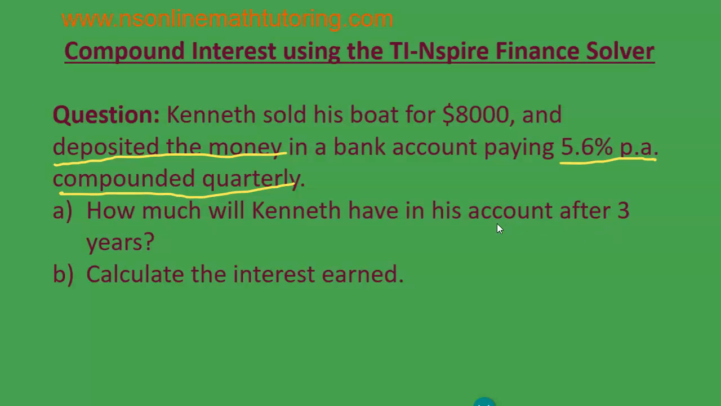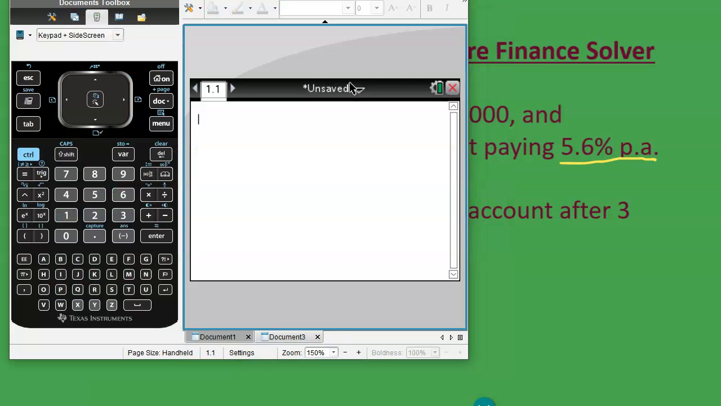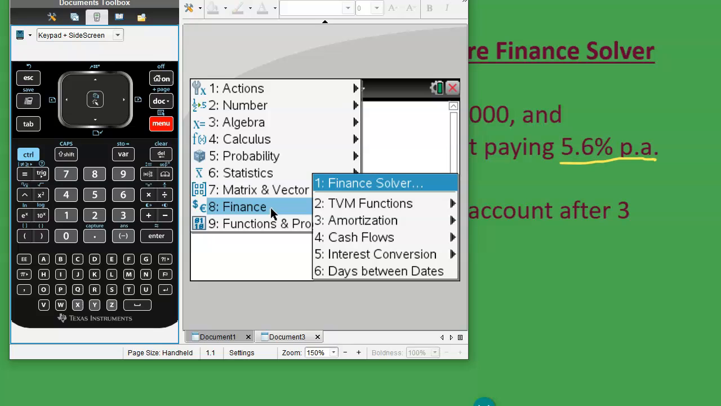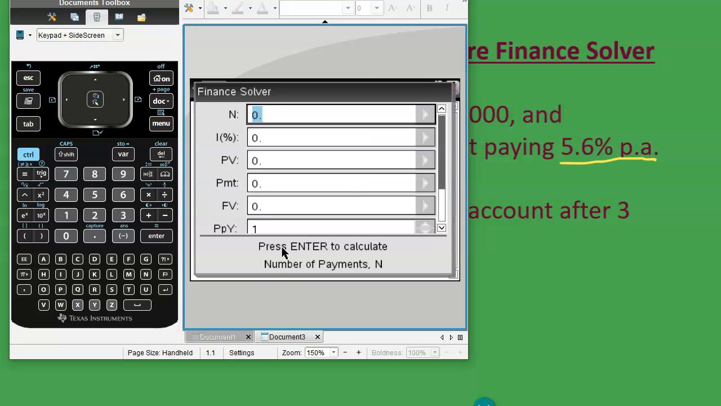Now we can get this value using the compound interest formula and all. But as I have said, our main focus will be on using the finance solver. So we will be using the finance solver to get the answer. Okay. Now, first thing, we go to the menu. Then number 8 is the finance. We come to this. 1 is the finance solver. So we click on this.